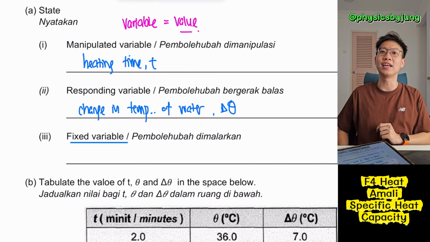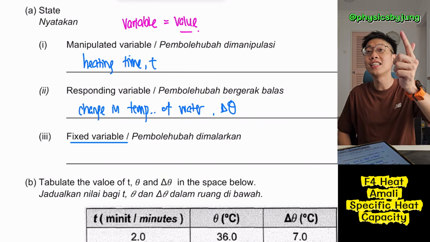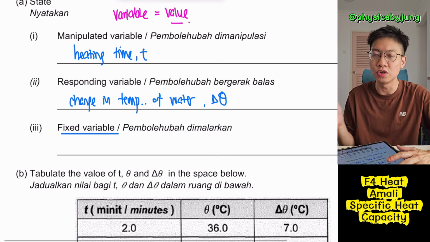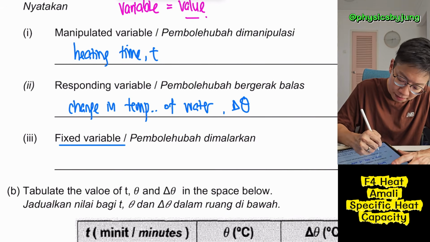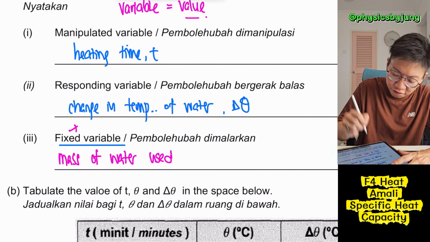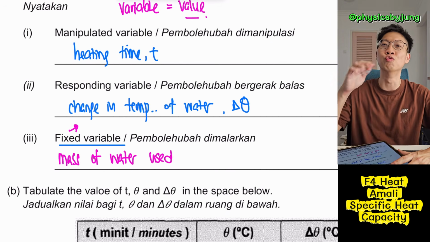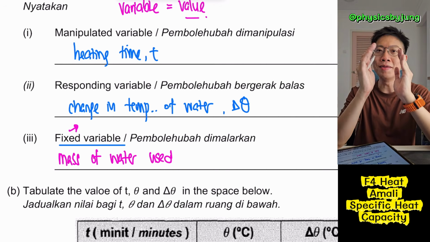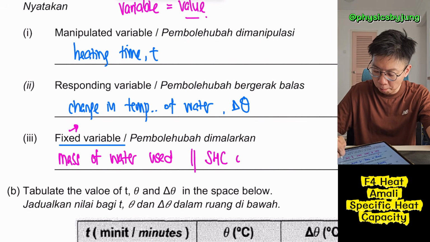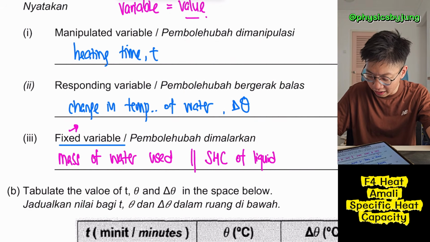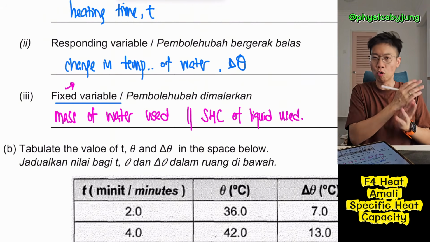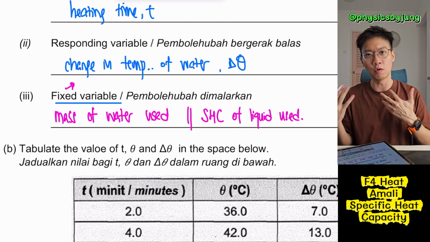But density of liquid can. Mass of liquid can. Specific heat capacity of liquid also can. So if you say the type of liquid used, make sure to be more specific. To keep it simple here, I will just say mass of water used. Why? Because a fixed variable is the thing that you allow to remain the same. Or you have another choice, which is the specific heat capacity of liquid used. It means that you cannot change the liquid. If you start your experiment with water, the whole entire experiment, you must use water throughout.